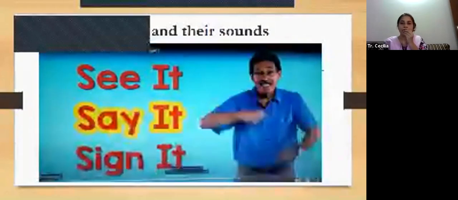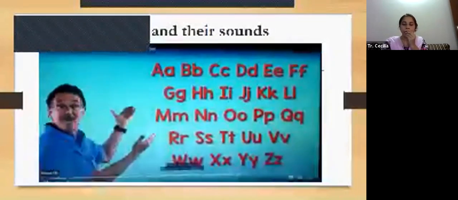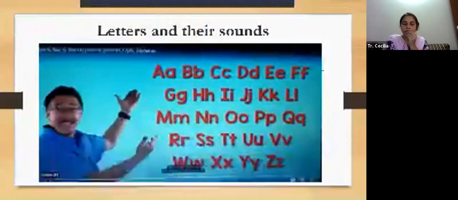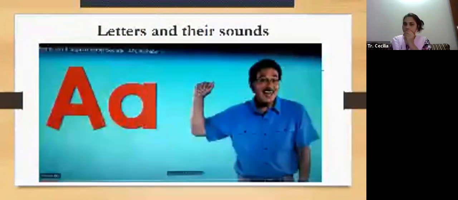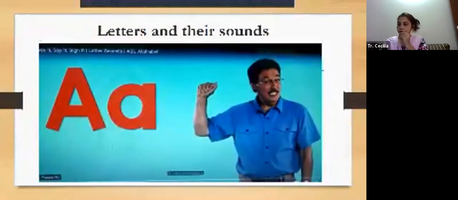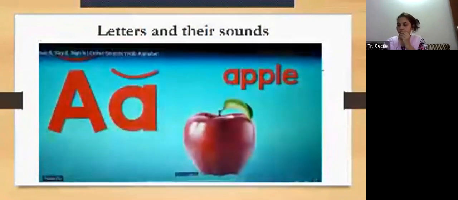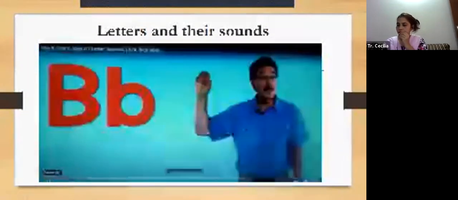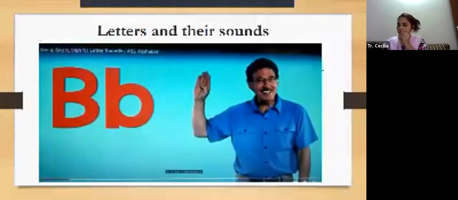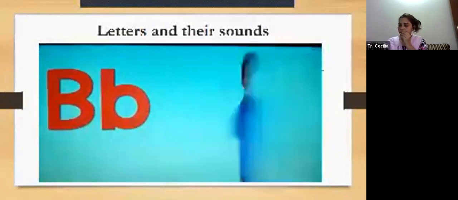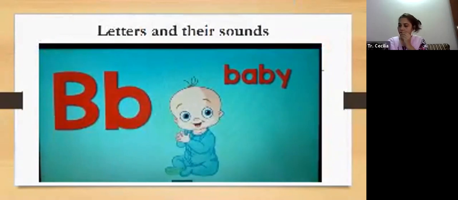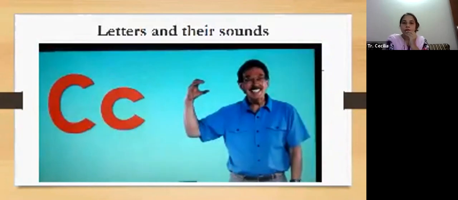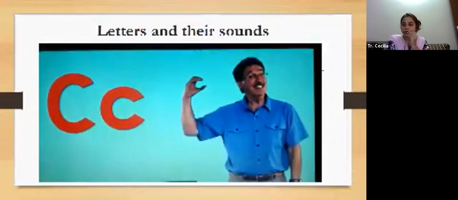See it, say it, sign it, the letters of the alphabet. A, A, this is the letter A. A, A, apple. A, A, acorn. B, B, this is the letter B. B, B, baby. B, B, ball. C, C, this is the letter C.